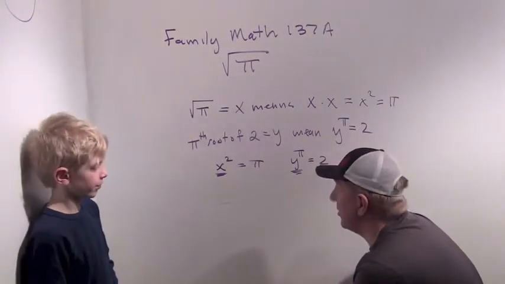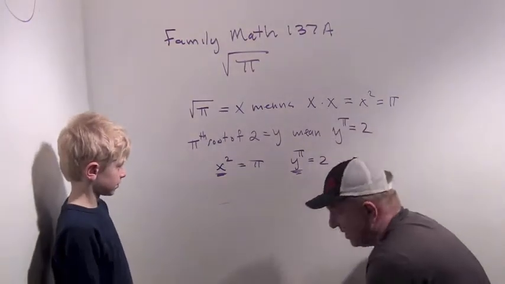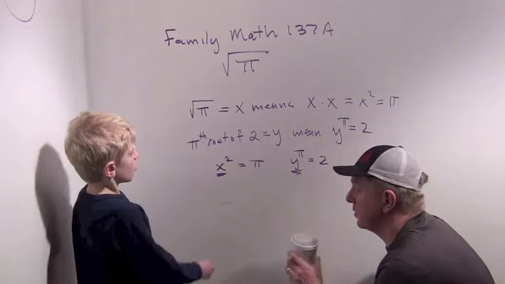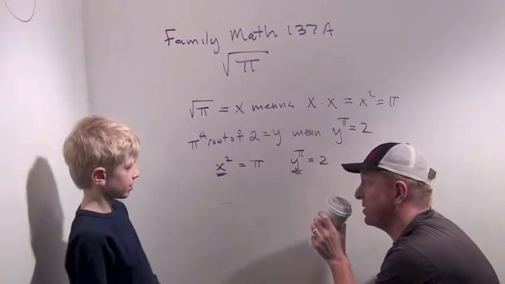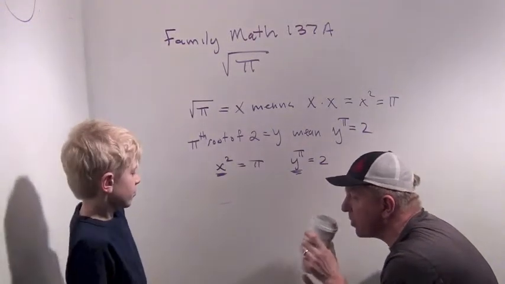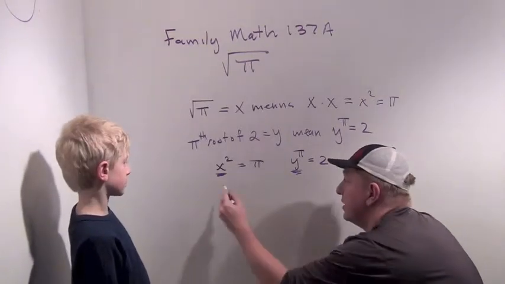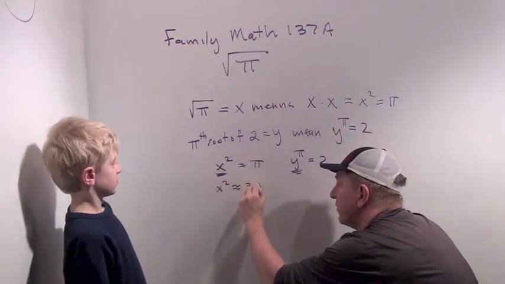Now you didn't even know about pi roots, did you? No. But I think you can figure this out. What can you tell me about these two numbers? Well, pi is a bit bigger than 2. Pi is definitely bigger than 2. What is pi approximately? It's 3.14. So pi is about 3.14, and we know that x squared is about 3.14.